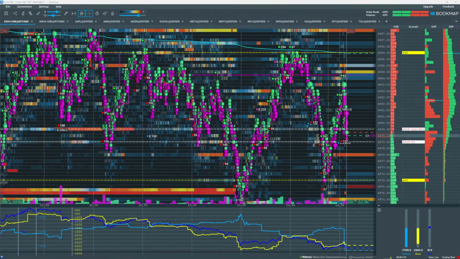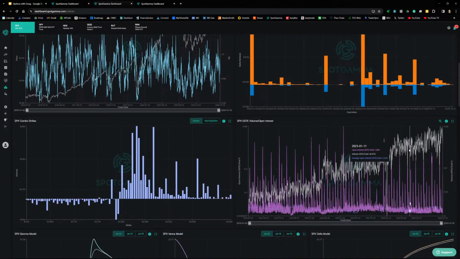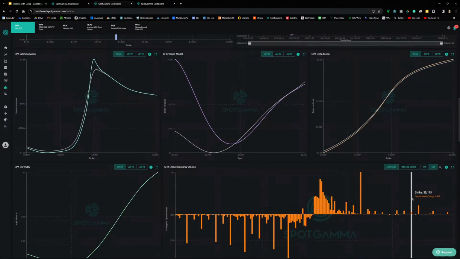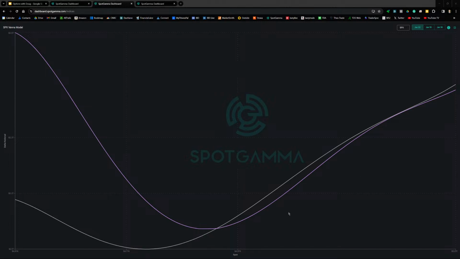Let's go to the Vanna model, see if that provides some clarity. So this is the Vanna model for SPX. Very quickly, this chart is showing market makers delta notional on the horizontal axis, price on the vertical axis. The purple curve is what we want to look at. This is how market makers delta notional changes with changes in price and implied volatility.